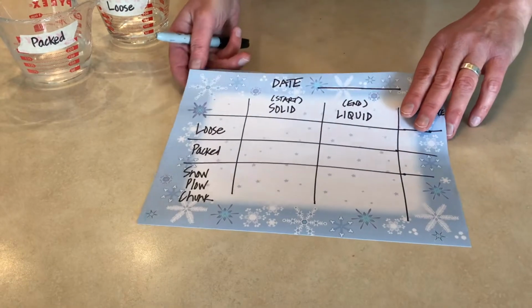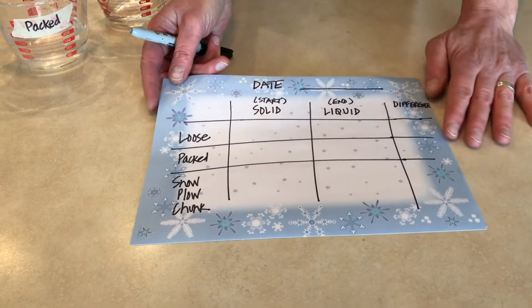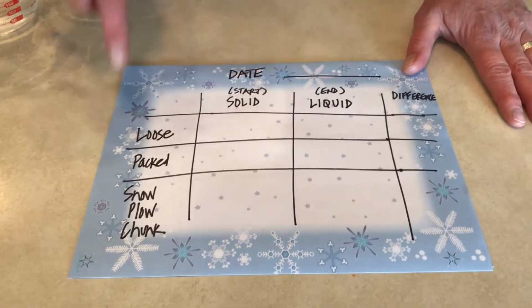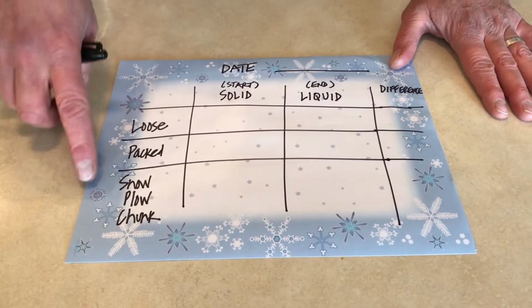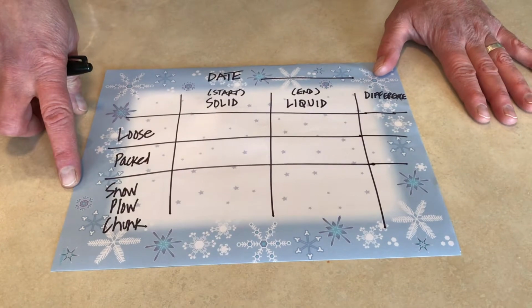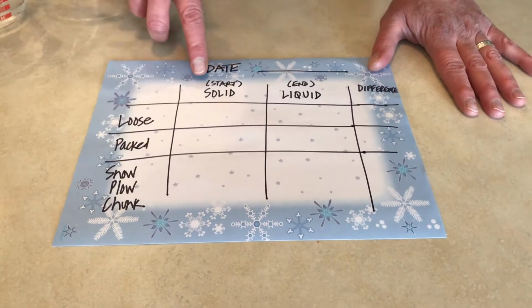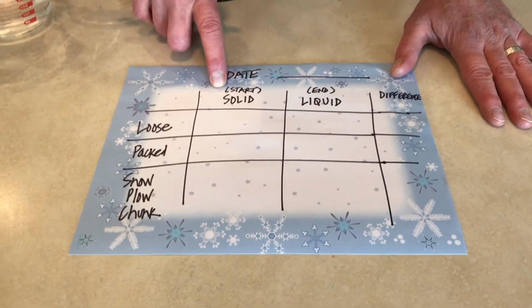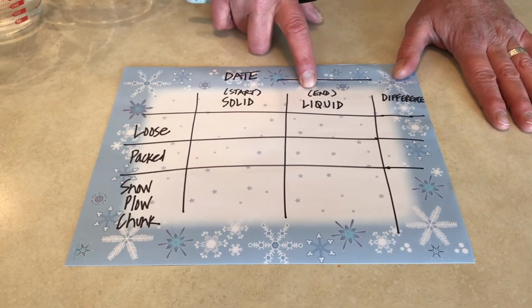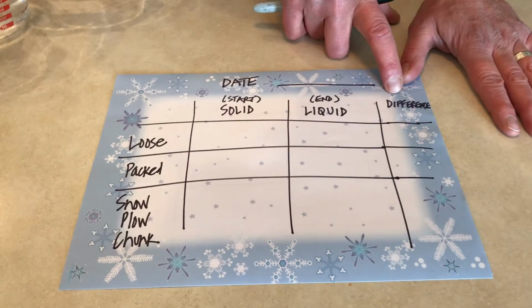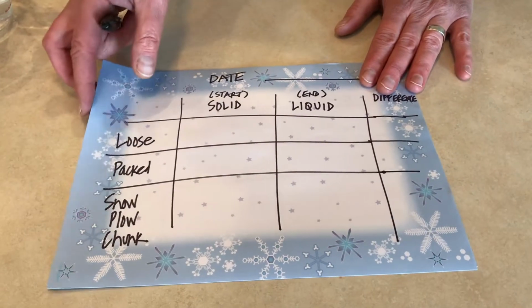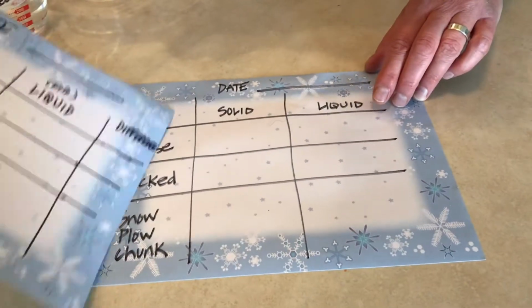This is not an experiment that we're doing today, but it's something that you could also try. How long does it take for the snow to melt? And you could, again, try different types of snow, loose, packed, or a chunk from a snowplow, and record the time that it started as a solid and how long it took to become a liquid. And then you could subtract the difference to know how long that took. If you want to sit and watch the snow melt, there's an experiment for you.